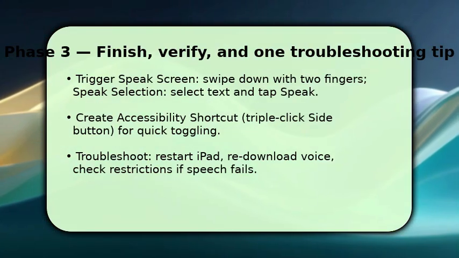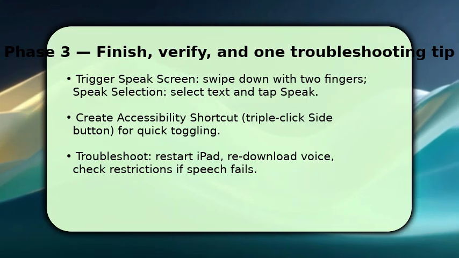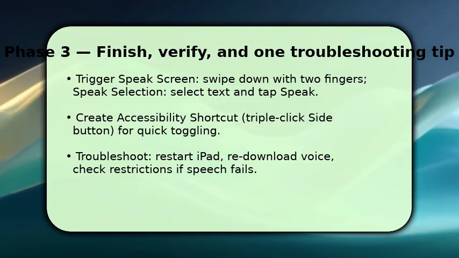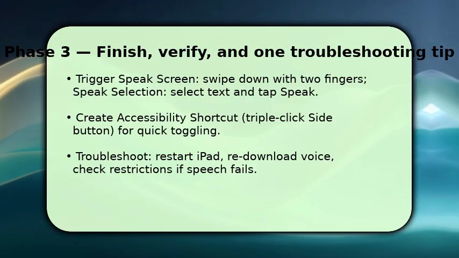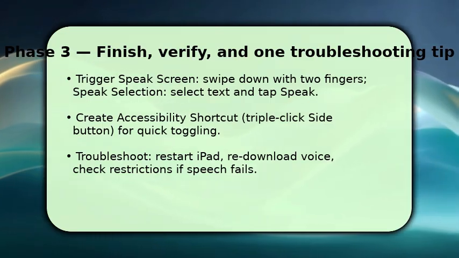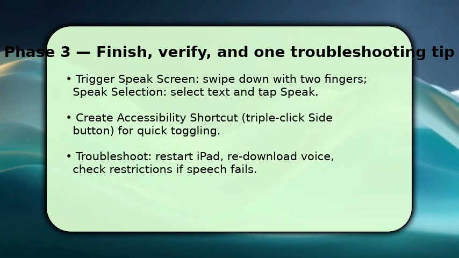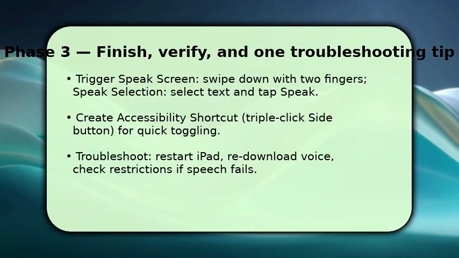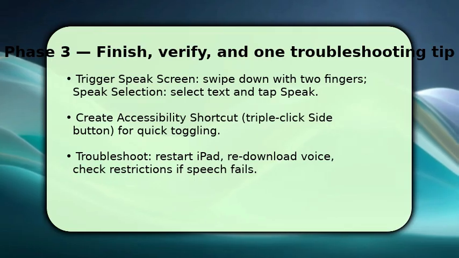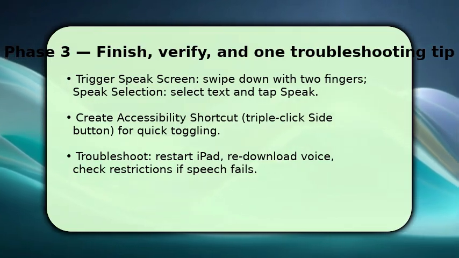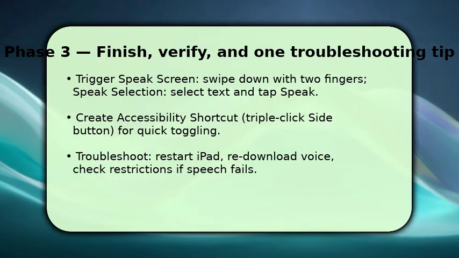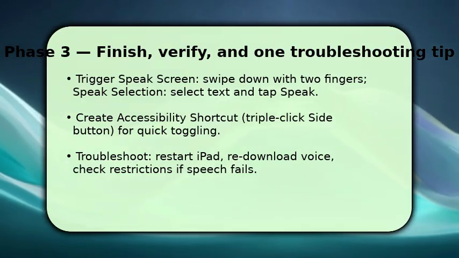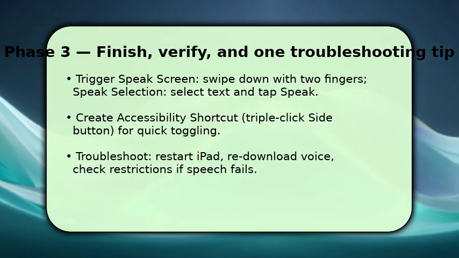Finally, learn how to use and recover from problems. To start reading, swipe down with 2 fingers for Speak Screen or select text and choose Speak for Speak Selection. These are your main controls. Create an accessibility shortcut. Triple-click the side button to toggle speech quickly without digging into menus. If speech fails, restart the iPad first, then re-download the problematic voice or reset spoken content settings. If issues persist, check restrictions and Bluetooth audio routing.